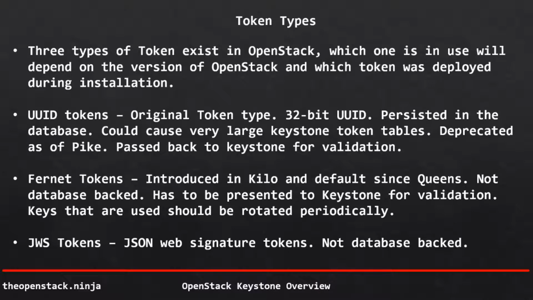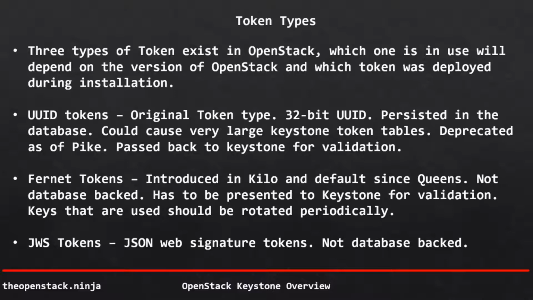So let's quickly talk about the types of tokens that exist. This is separate to token scopes. These are the actual tokens themselves rather than what scoping there is. There are 3 types of tokens that exist in OpenStack. Which one is in use will very much depend on your choice of installation and how old your OpenStack platform is. The very first type of token that was implemented in OpenStack was a UUID token.